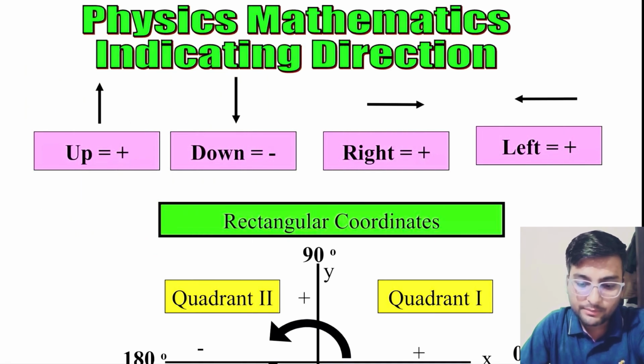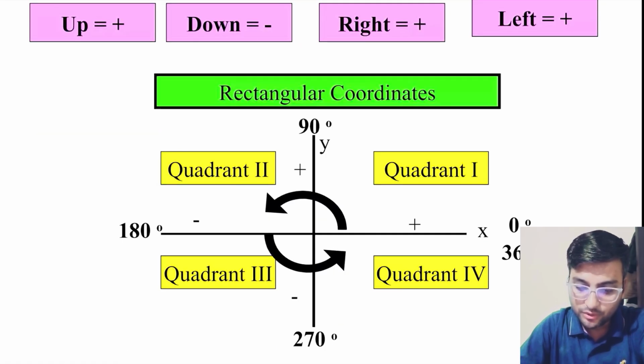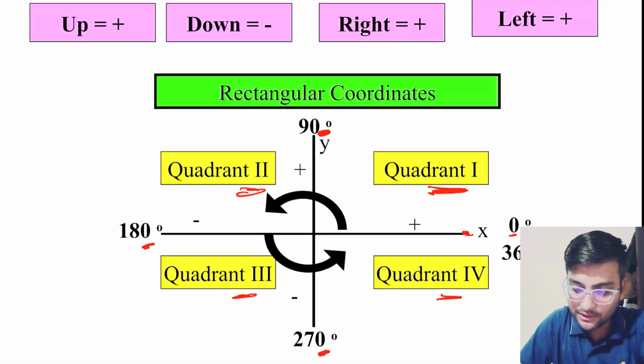Now when we talk about the measurement of indicating directions, for the quadrants: this is the first quadrant, this is the second quadrant, this is the third quadrant, and this is the fourth quadrant. The first quadrant starts with 0, then 90, then 180, then 270, and then 360.